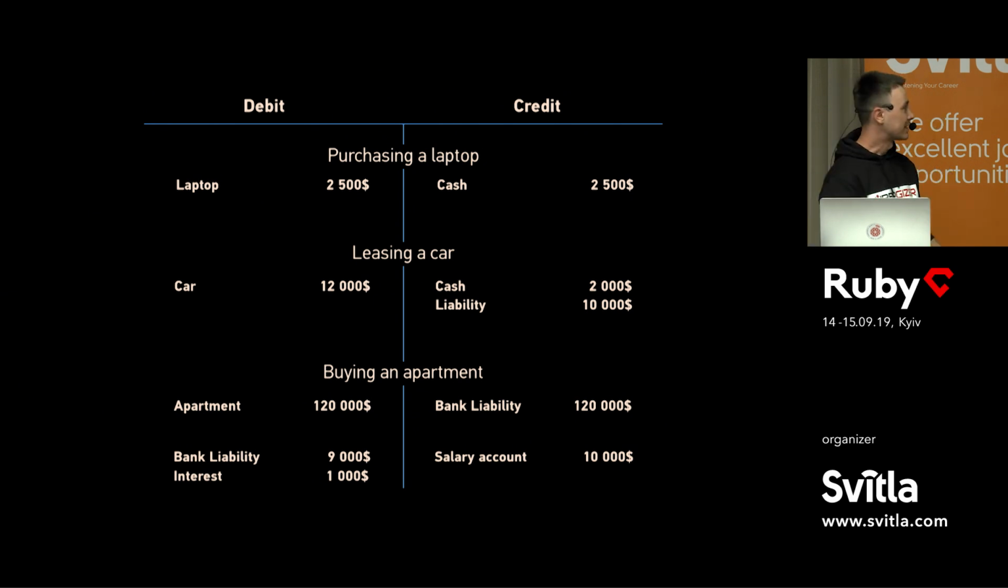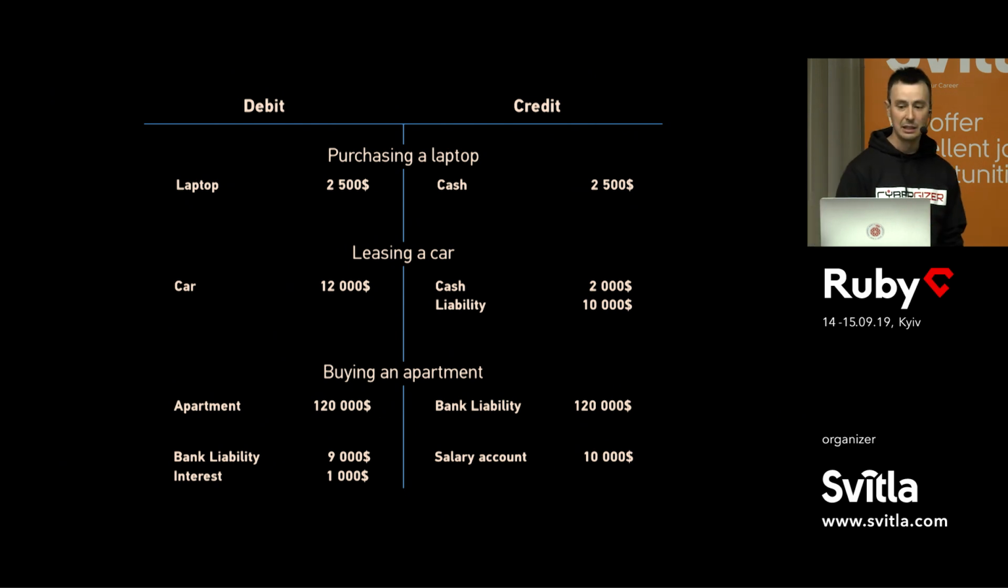And as you can see, if you summarize everything on the left side and summarize everything on the right side, you will have the same amount. And this shows that your account is balanced and you don't have errors. That's the simple way to check if everything is okay. So why should I care? Is there any way to implement this in Ruby?